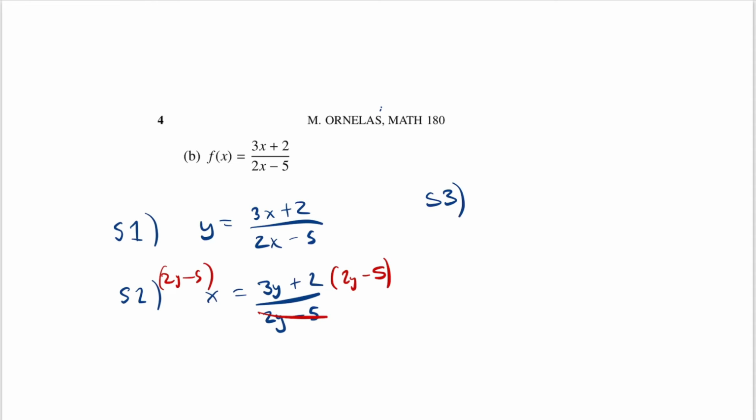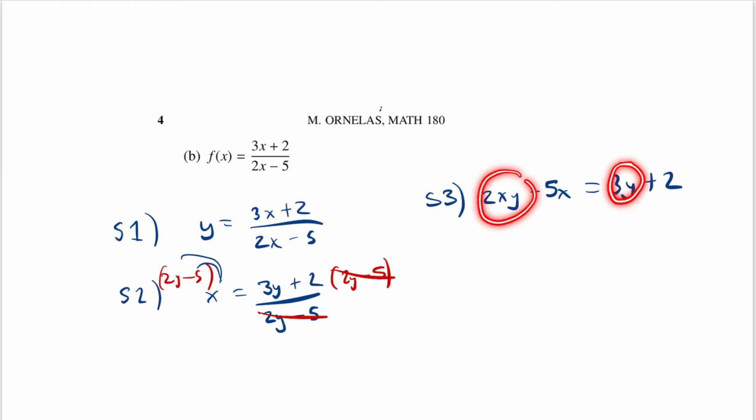And you might as well distribute because we're going to have to do that anyway. So 2xy minus 5x equals 3y plus 2. So what I said earlier was that we need to group the y's, get them on the same side in order to factor out the y.